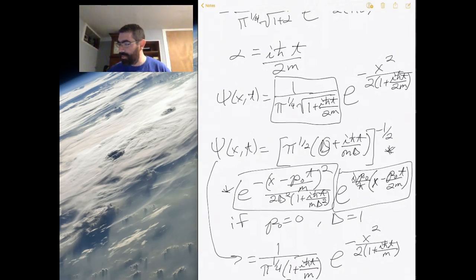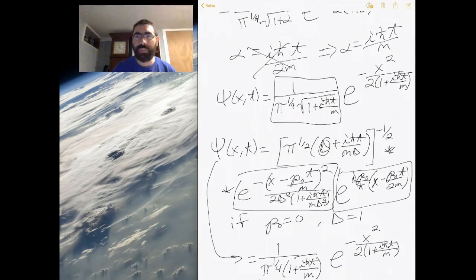make a mistake? In the previous one, alpha is not equal to I h bar t over 2m, so that's wrong. Alpha is actually equal to I h bar t over just m. So if I go back and try and correct it, there is no 2 right here, and there is no 2 right here. So that was my mistake.